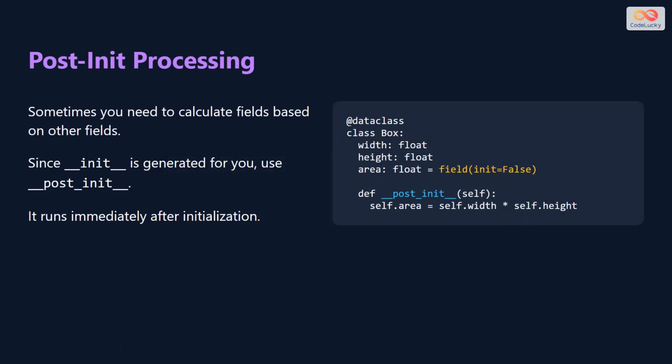Since the init method is generated automatically, you might wonder how to run custom logic during creation. The solution is the post-init method. Python runs this immediately after initialization, allowing you to calculate values like area based on width and height.